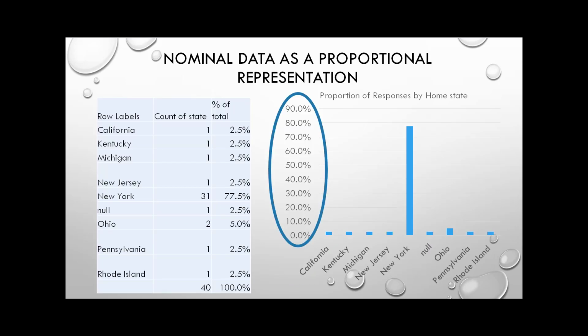Nominal data can also be expressed as a proportion, or in what is called a proportional representation, and that is where you want to express it as a percent of total respondents. So here we have our count of respondents by state, and then we can express that as a percent of total by simply taking the count and dividing it by the total, giving us 0.025 or 2.5%. We do that all the way down here. 77.5% of our people are from New York. We can then graph or chart that, and we can see on a percentage scale here on the left that New York is by far the dominant state.